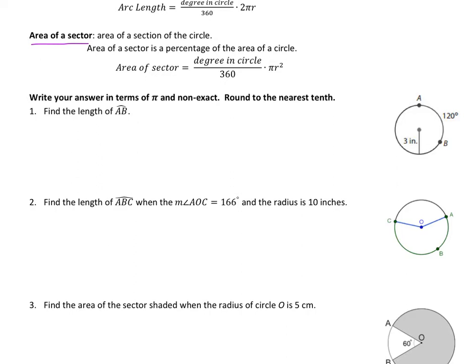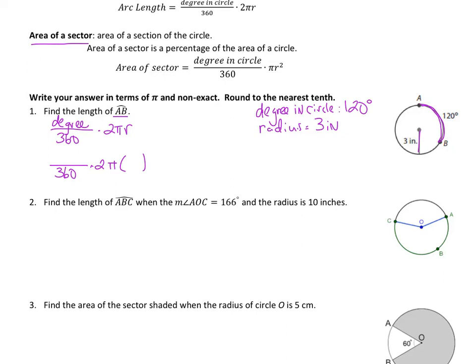For number 1, when we need to find the length of the arc, we need to know the degrees that it takes up in your circle. We also need to know what the radius of the circle is. So our degree in the circle from arc AB, which connects A to B, is 120 degrees. The radius then is 3 inches. When we set this all up, you can see that I've got the degree over 360 times 2 pi r, because this is a portion of the circumference, or the outside perimeter of our circle. The degree that it takes up is the 120 degrees. The radius then is the 3 inches.